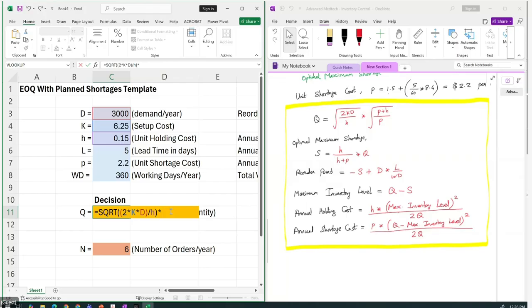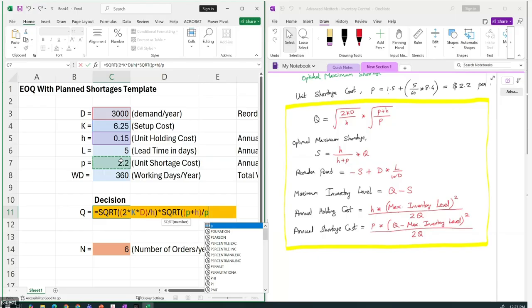Multiplied by, tell me the formula. Square root of P, another square root, okay? On the numerator, what do I have? P plus H, divided by P. I'm leaving the formula here for your reference. This is the new part which I am adding. Multiplied by square root of P plus H by P. Done?